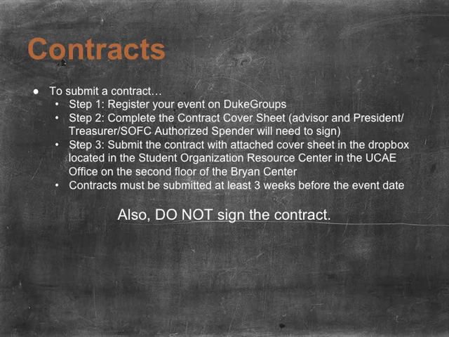If there are changes that you do not want made to the contract, please submit the changes on a separate document and do not write directly on the contract. And submit the contract with the attached cover sheet in the Dropbox located in the UCAE Administrative Suite on the second floor of the Bryan Center.